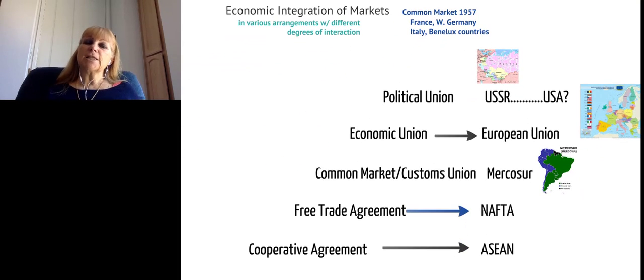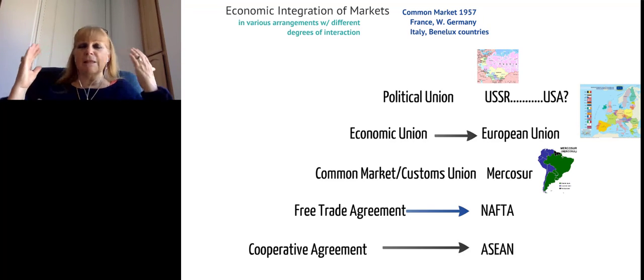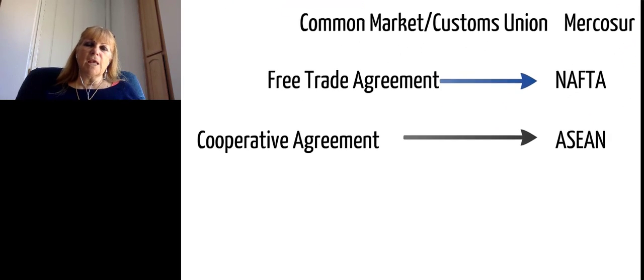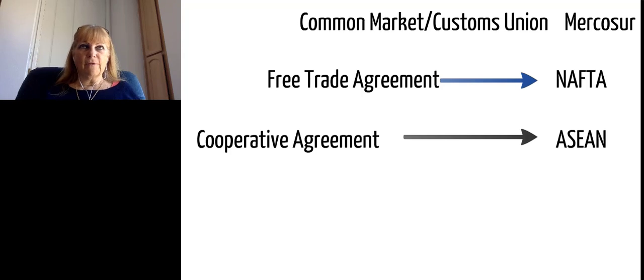Now let's take a look at these, and we're going to start at the bottom and work our way up. Basically, there's kind of 5 levels. Again, the categorization is kind of vague, but I'll give you some examples of what each one is. Starting with the bottom level, we have a cooperative agreement. A cooperative agreement is a very loose arrangement between the participating countries. Basically, they give each other most favored nation status, MFN.